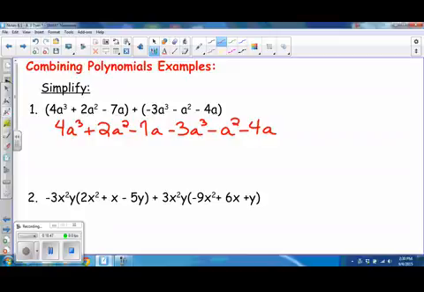Yes? Why are you putting those three? Because plus negative 3a to the third is the same thing as minus 3a to the third. Because let me ask you this. What is the sign of this 3a to the third? Negative. What is the sign of this 3a to the third? Negative. Okay.